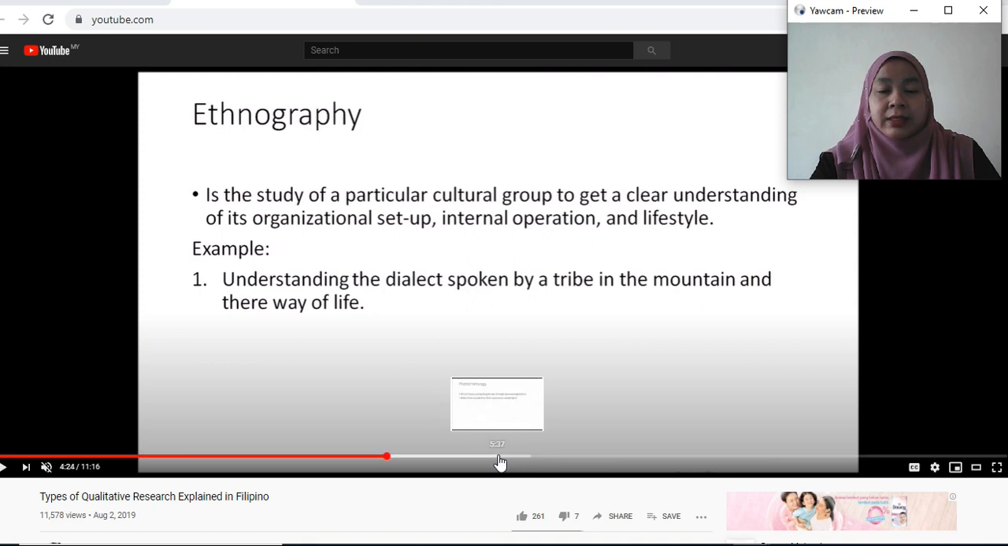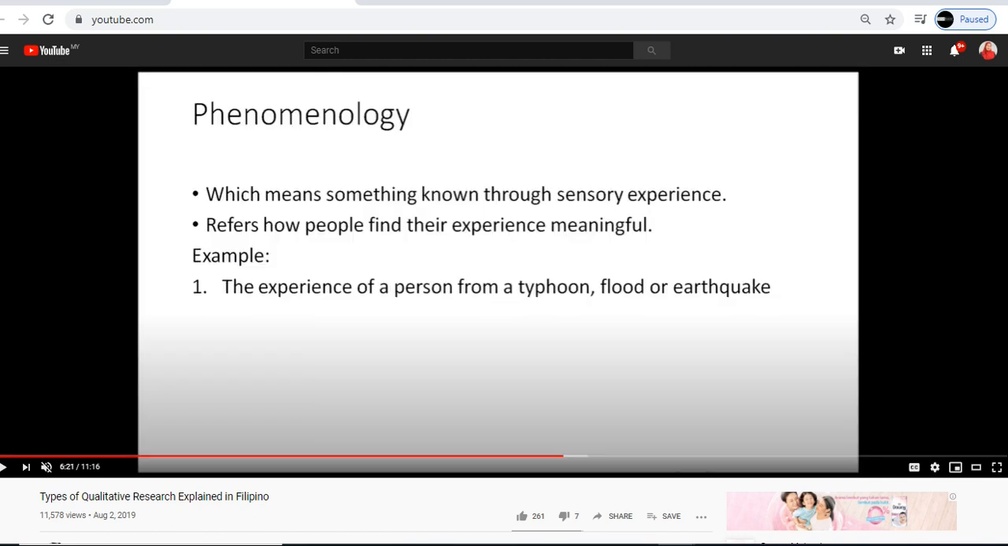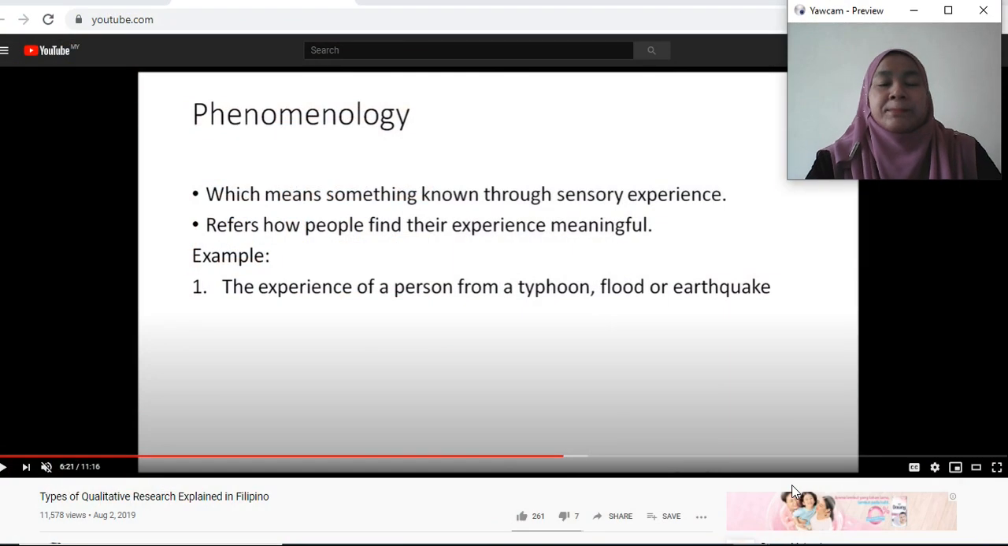Okay, so next will be phenomenology. Phenomenology is about a phenomenon. In this study, it is about experience. It's a real life situation. It refers to how people find the experience meaningful. For example, the experience of a person from a typhoon, flood or earthquake. In Malaysia, for example, you are referring to the student experience, for example, recently about COVID-19.